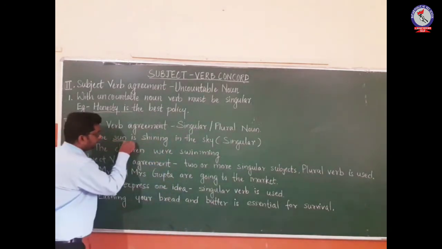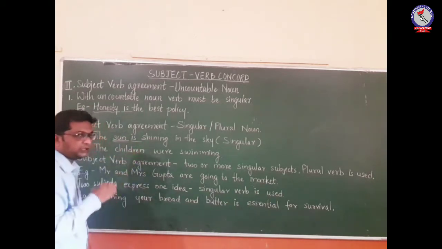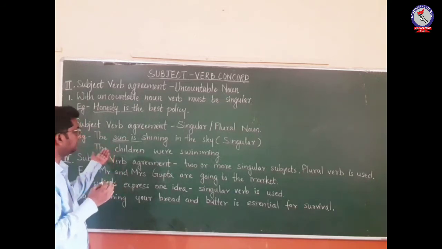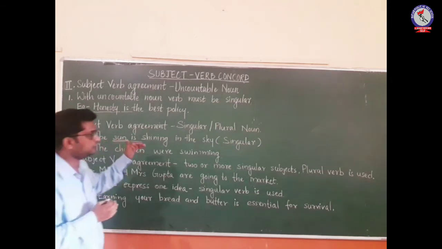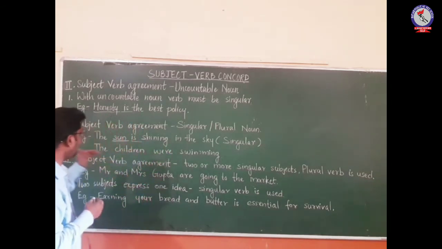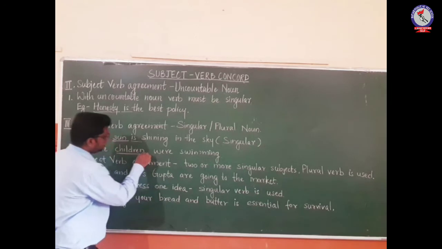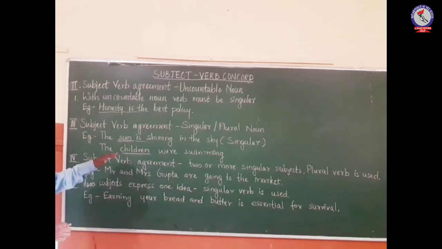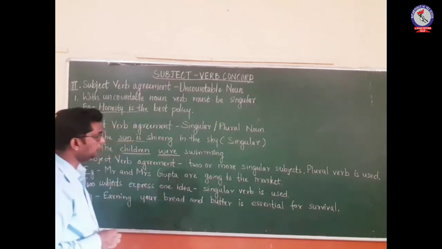How the sun, it is singular in number, is the word that is also singular in number. So therefore, when the subject is singular, the noun is singular, we can make use of a singular verb, and when the noun is plural, here in the second sentence, the noun is children. It is plural. So with the plural noun, we have used the plural verb.